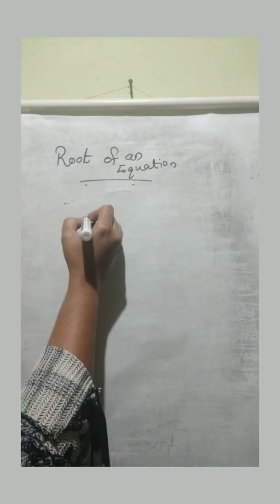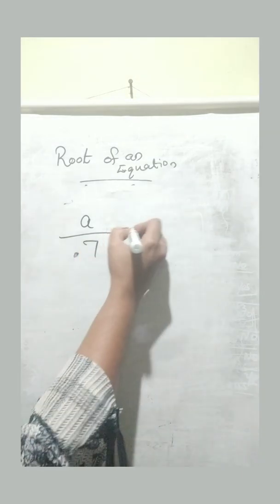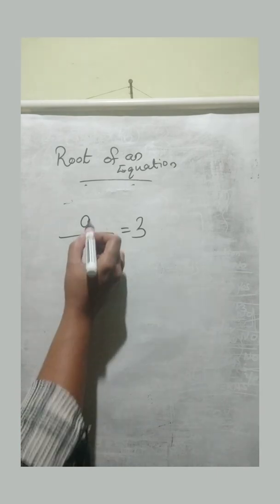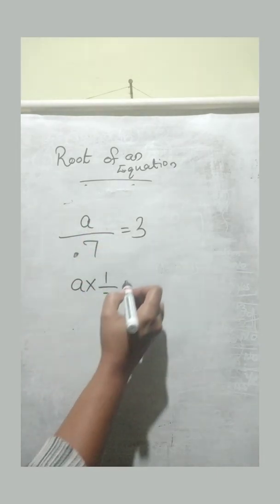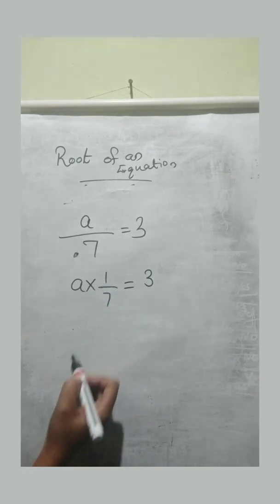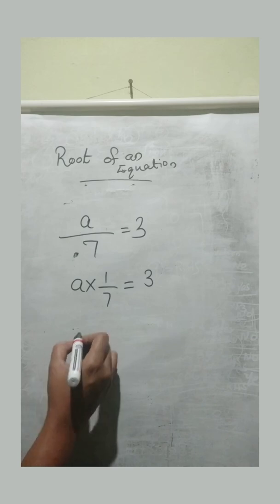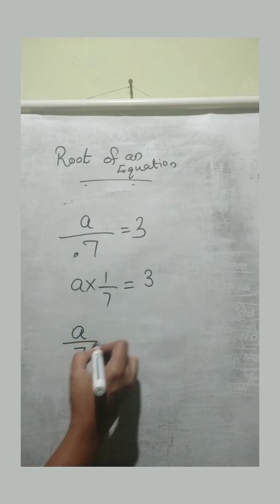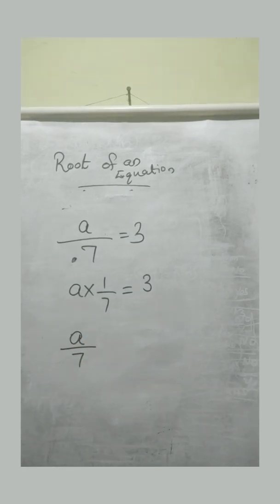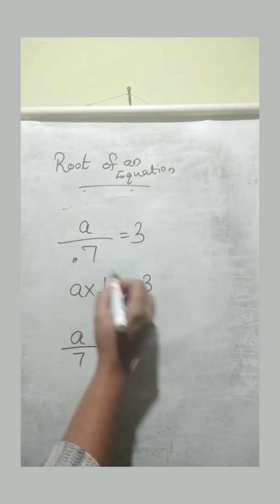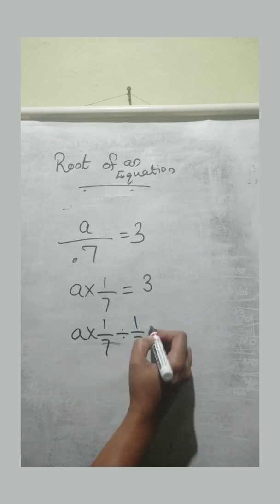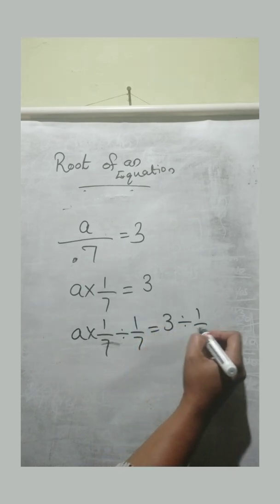Here a by 7 is equal to 3. So how can we find out? Here a into 1 by 7 is equal to 3. So here we are multiplying by 1 by 7. Now we can divide both sides by 1 by 7, that is, a is equal to 3 divided by 1 by 7, by balancing.